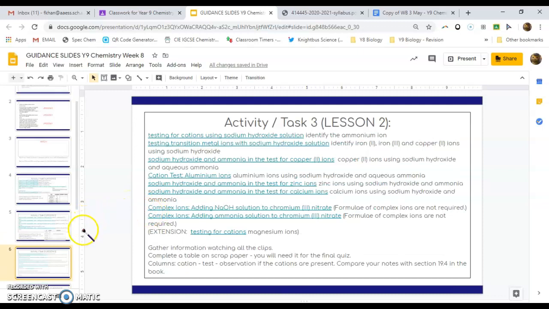So go through those, and then the next activity that you have to do, which is task 3, so by that stage you should be at the half-an-hour stage, and then go through each and every single one of these tests. That talks to you about all of the information that you need to learn from the second page of section 19.4. There's a full page in your textbook that has a complete table on it.